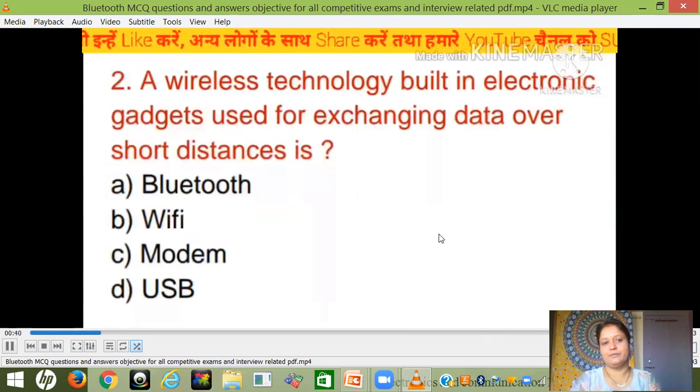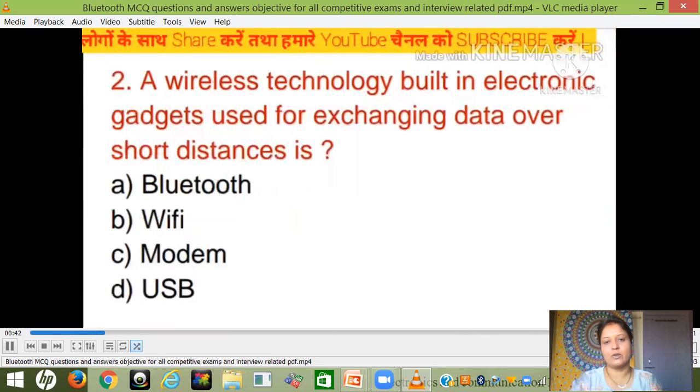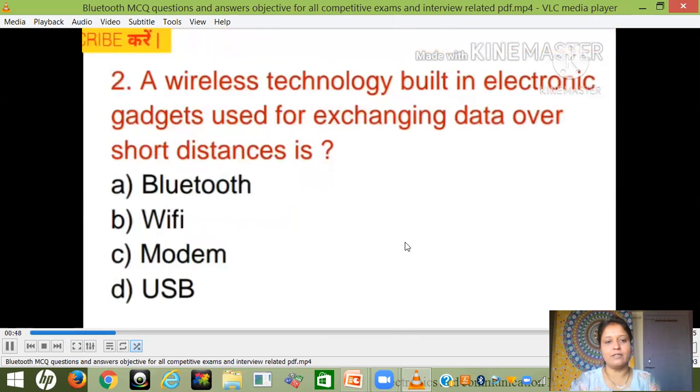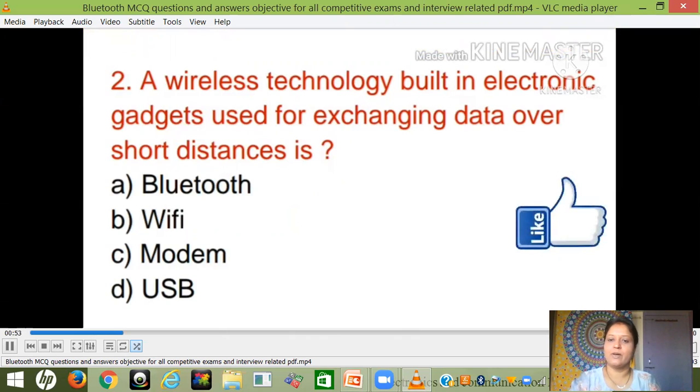Next, a wireless technology built in electronics gadgets used for exchanging data over short distance is called Bluetooth, Wi-Fi, modem or the USB. Yes, what is it called, the short distance wireless technology? Try to answer. Yes, correct. It is Bluetooth.